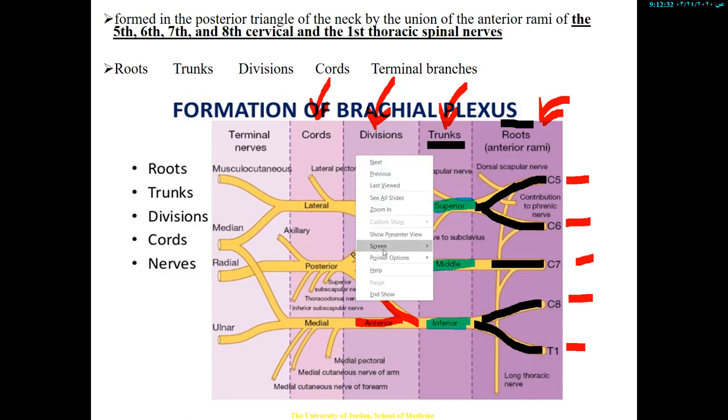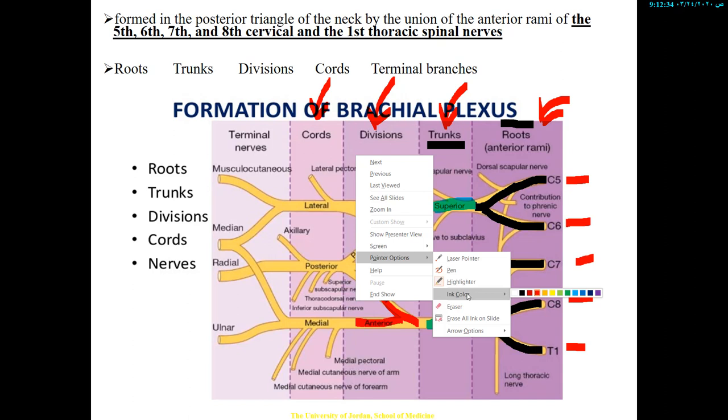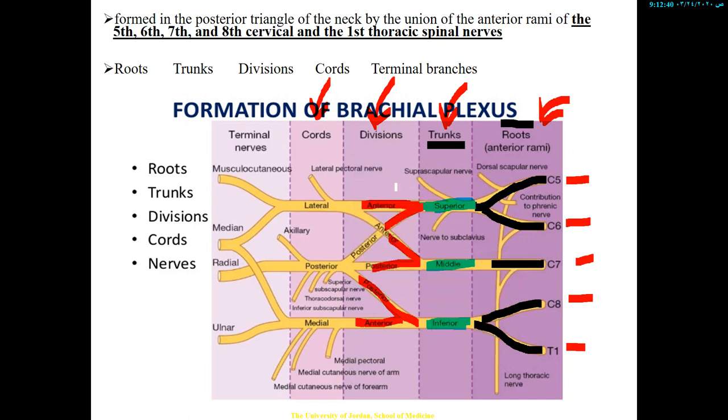Now, if we choose another color, maybe the white here, let's talk about the posterior divisions. Let's talk about the posterior divisions of all trunks. This is the posterior division of, I don't think this is a good color.